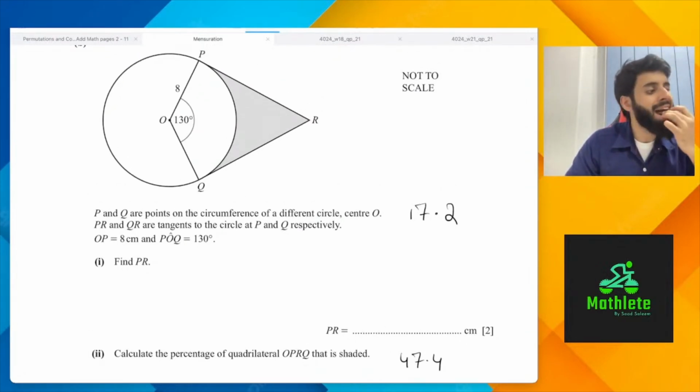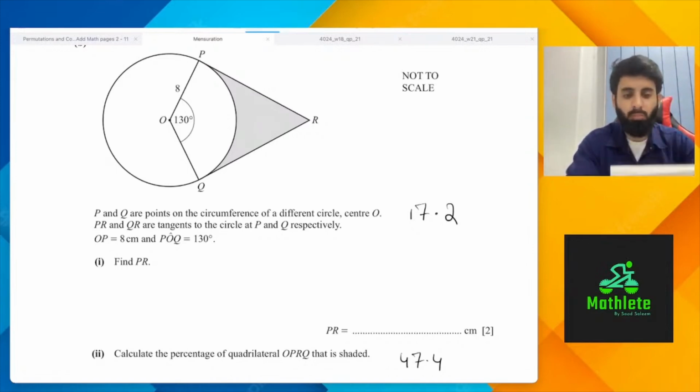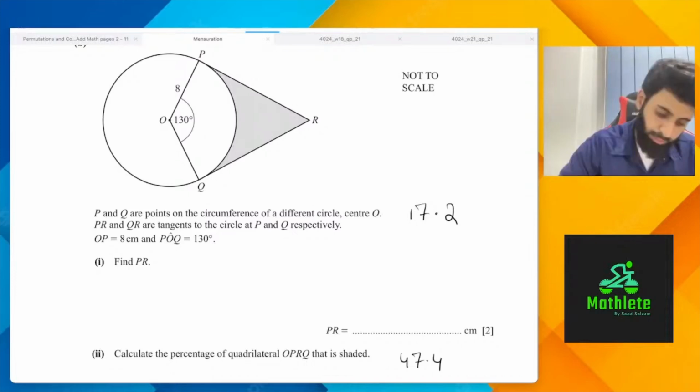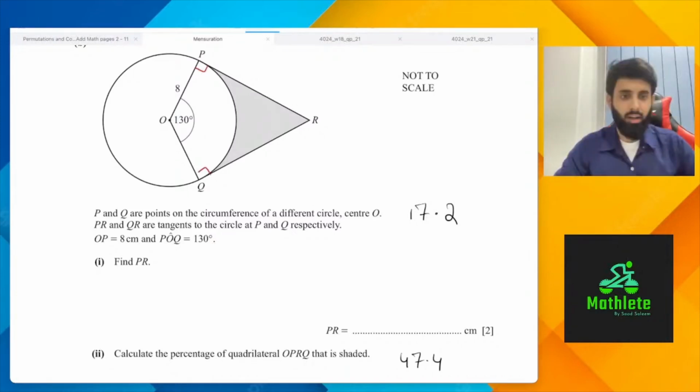Question for you guys. Stream seems to be fine. Yes, 90 degrees. Perfect. Okay. So that means we'll have 90 degrees over here. And for the same reason, we'll have 90 degrees over here also.